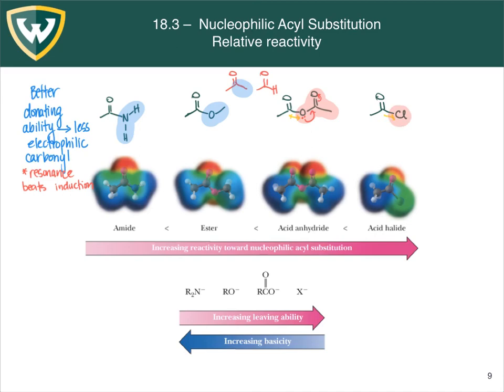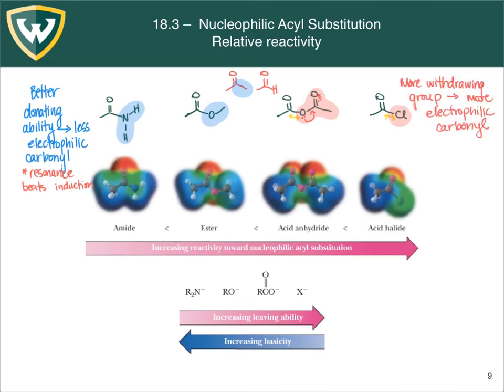Similarly, chloride is pulling electron density out of the carbonyl carbon through an inductively withdrawing effect. And so the most reactive carbonyl is going to be the acid halide, followed by the acid anhydride. Those two are relatively close. Then aldehydes, then ketones. Those two are relatively close. And then esters, and then amides are the most difficult to react with other nucleophiles.